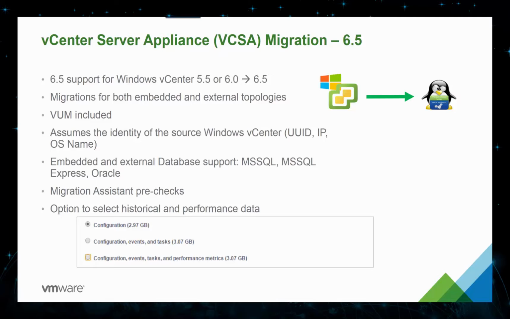The new vCenter Server appliance allows you to migrate from vCenter Server 5.5 or 6.0 directly to 6.5. vSphere Update Manager, or VUM, is an included portion of the migration that is completed. The migration supports both embedded and external database configurations for MS SQL, MySQL Express, and Oracle. The Migration Assistant also performs a pre-check to ensure the migration will complete successfully before starting the migration. You can also migrate your historical and performance data as well.